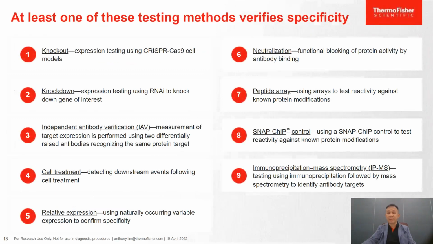Shown here are some of the testing methods that we commonly use to verify the specificity of our antibodies. These include knockout, knockdown, cell treatment, and relative expression testing.